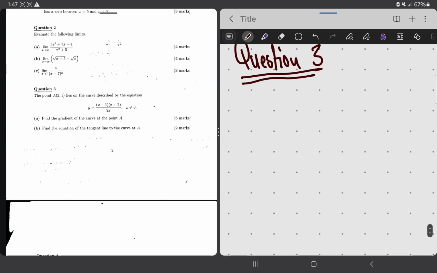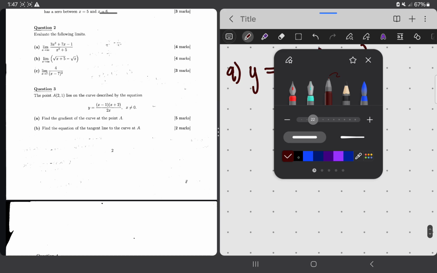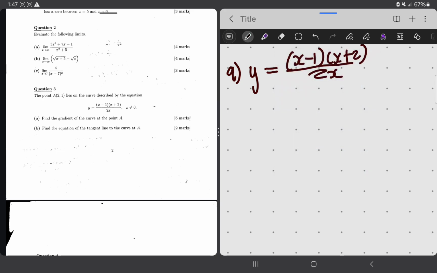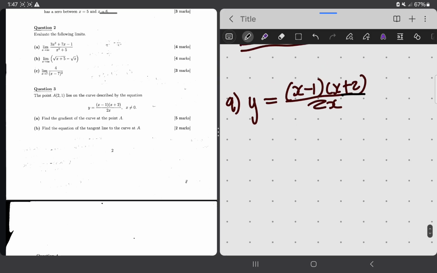So here for part a, I have y equal to (x minus 1) multiplied by (x plus 2), all over 2x. Now we want to differentiate this, because we want to find the gradient. And then we have to put in our point. We can see this is a fraction, so we're going to use the quotient rule.